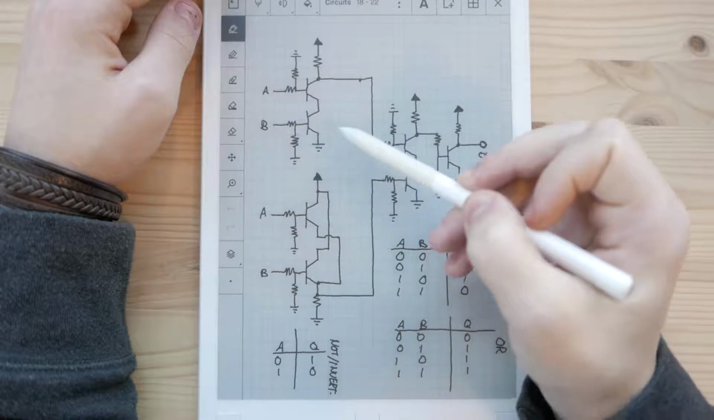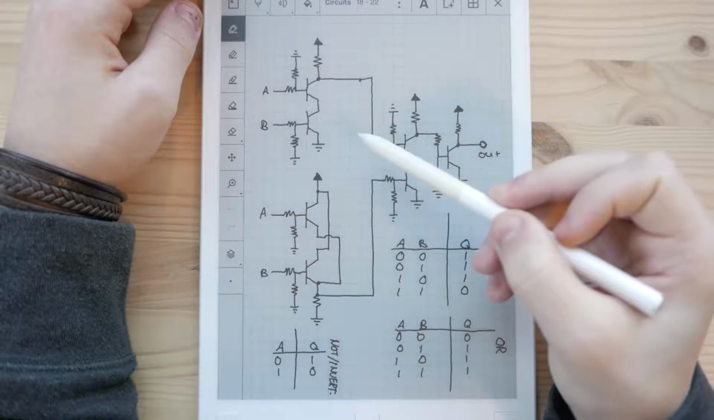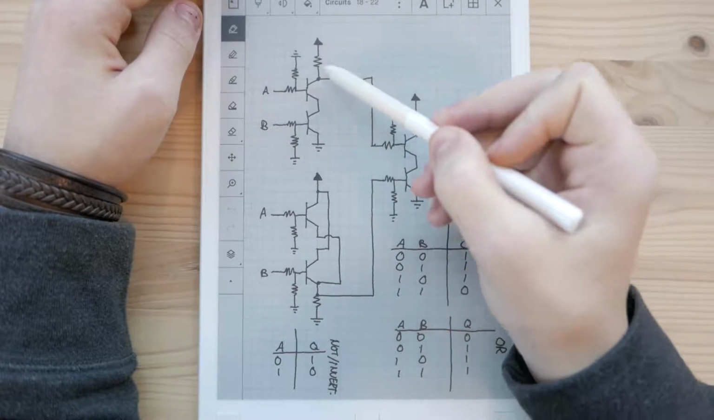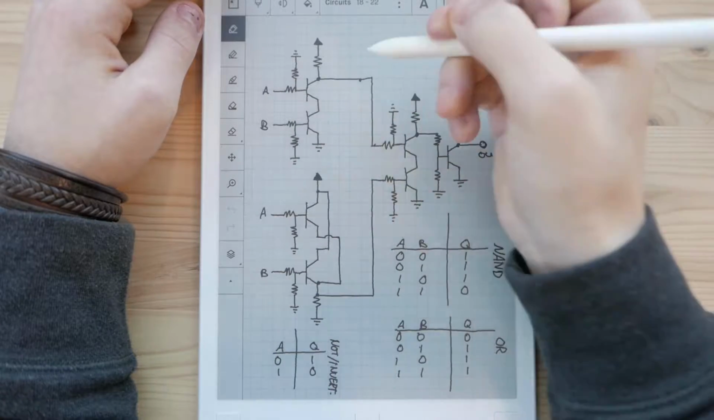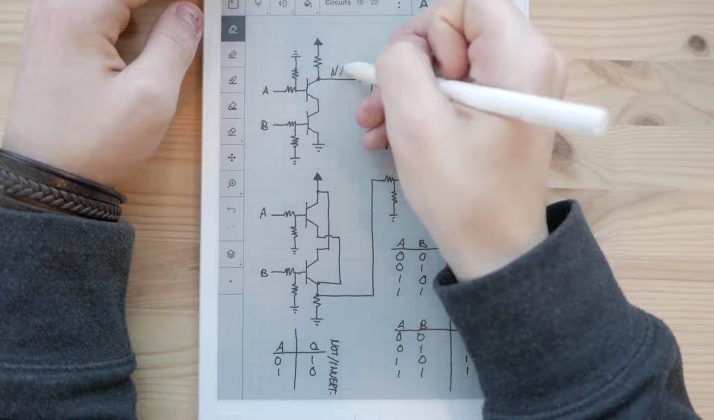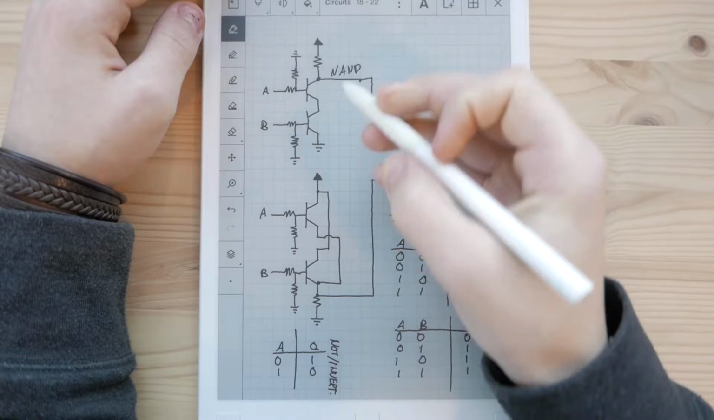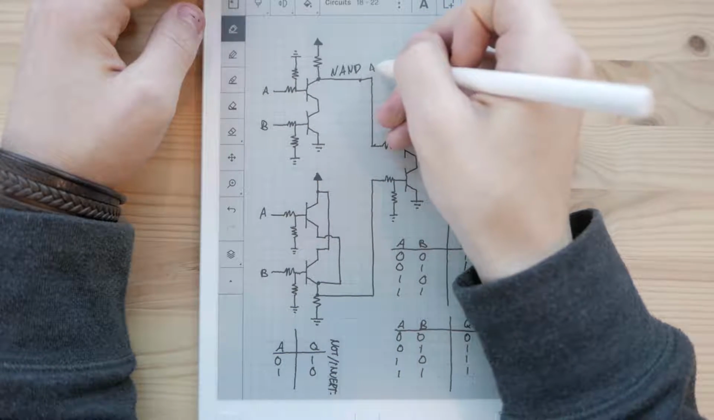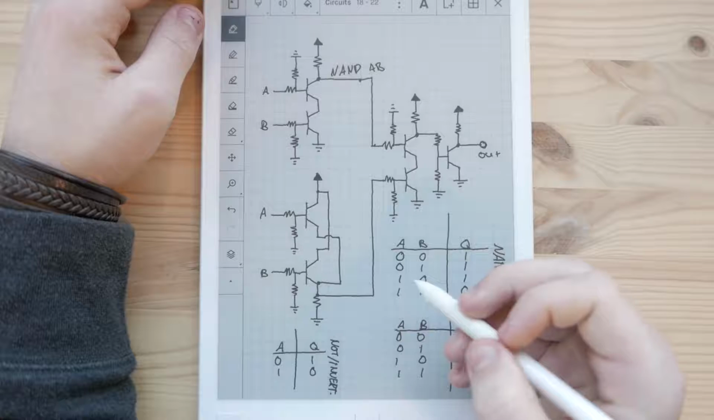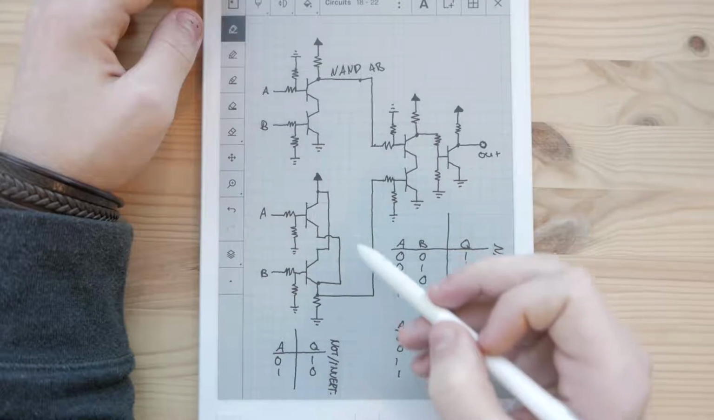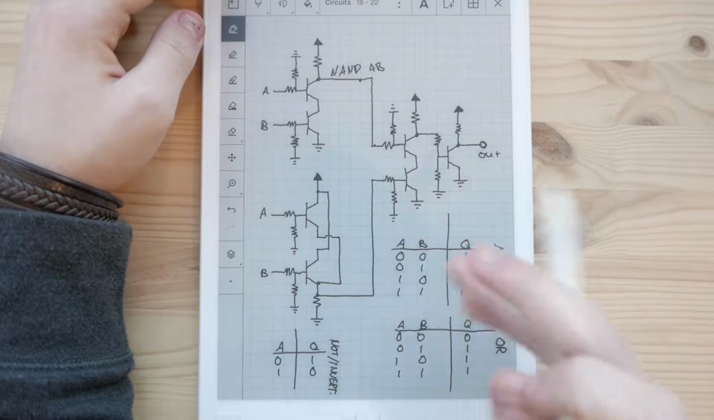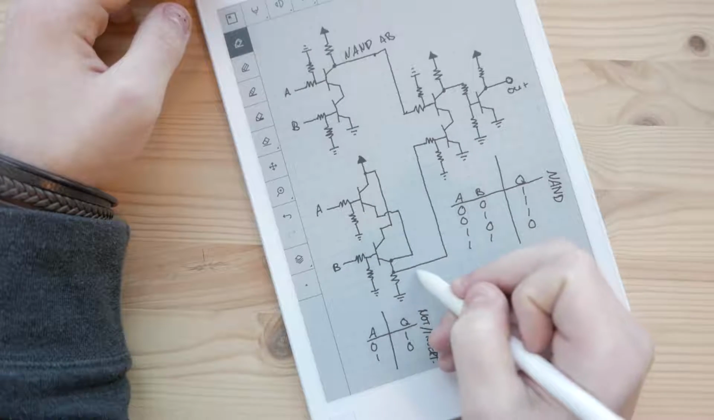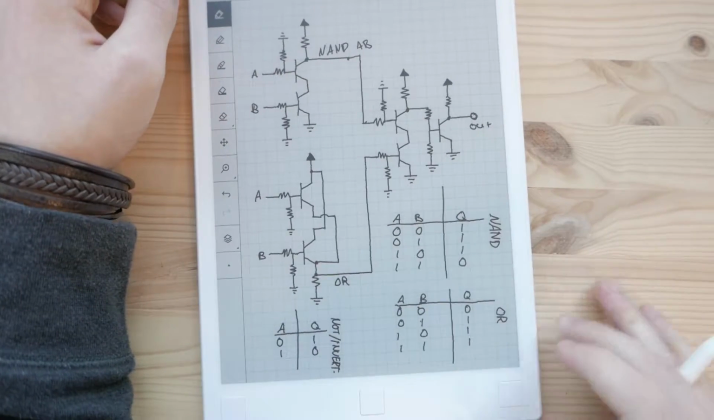Now, this little piece of circuitry looks kind of like a NAND gate to me. So we can say that here we have a NAND output. That is the NAND of A and B. And this, we recognize, is an OR gate. So let's just try to identify these outputs.